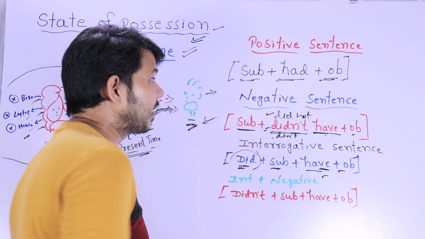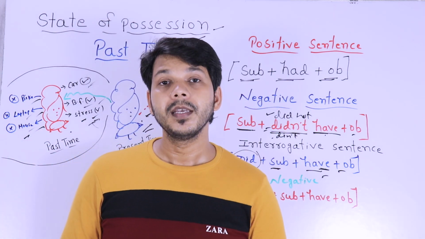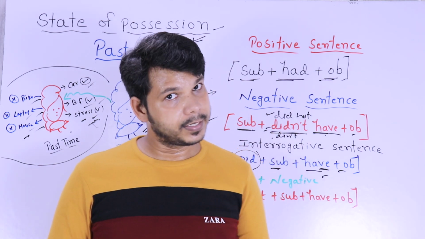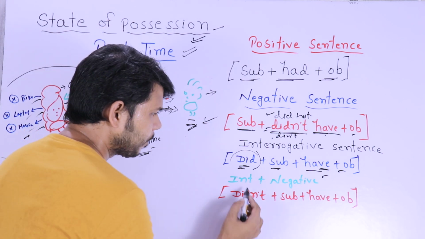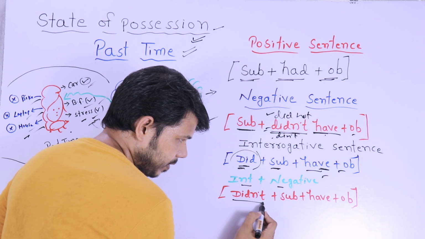So for positive had, like I had a pen. Negative, I didn't have a pen. Interrogative, did you have a pen? WH, how many pens did you have? How many friends did you have? Like this.